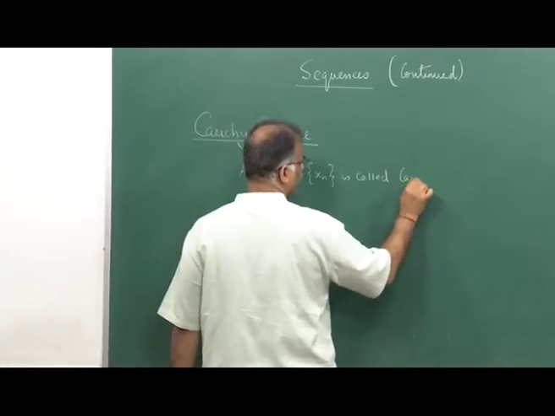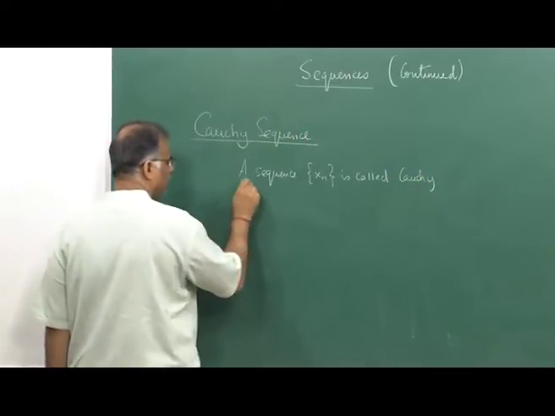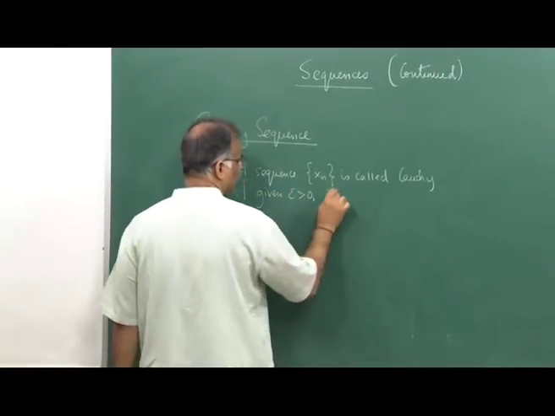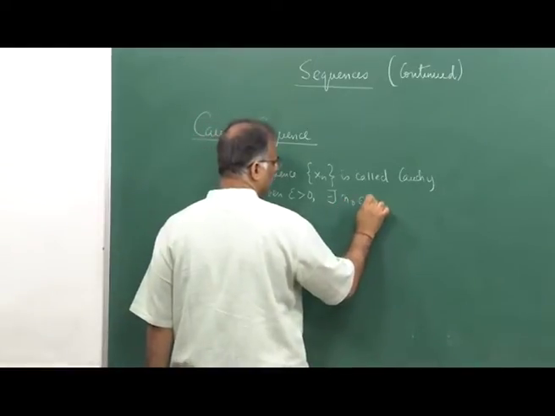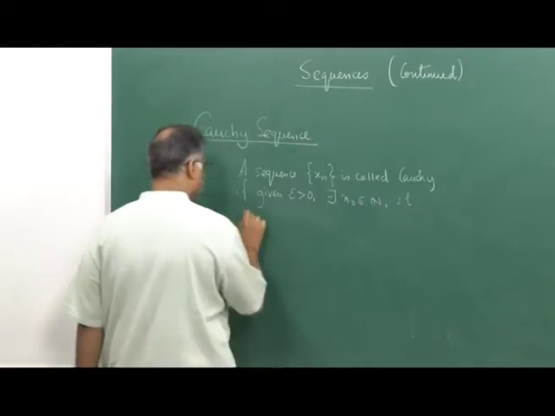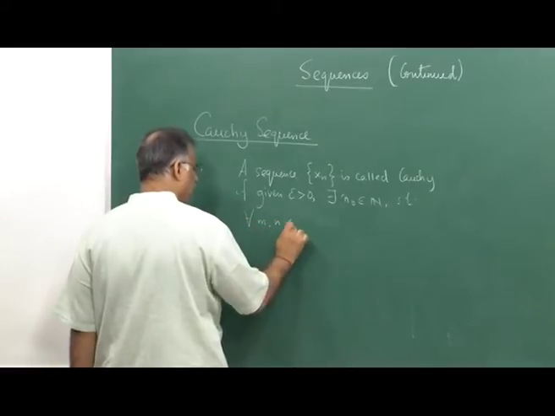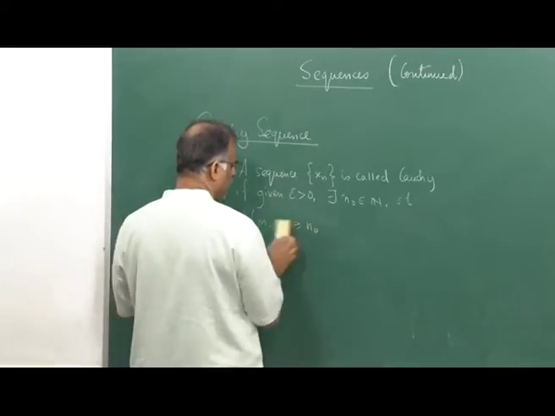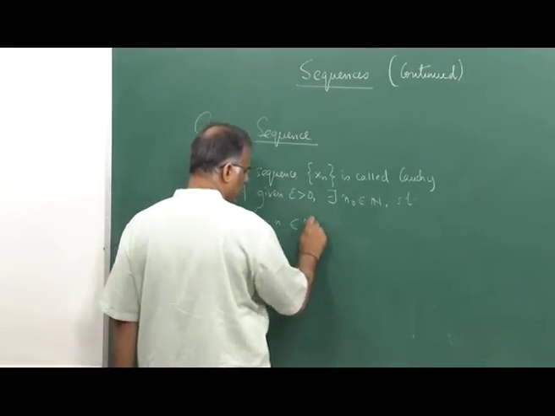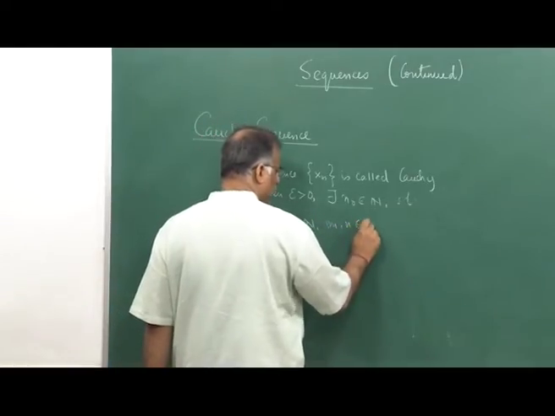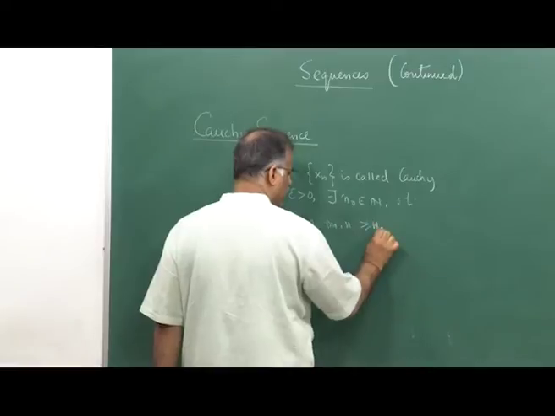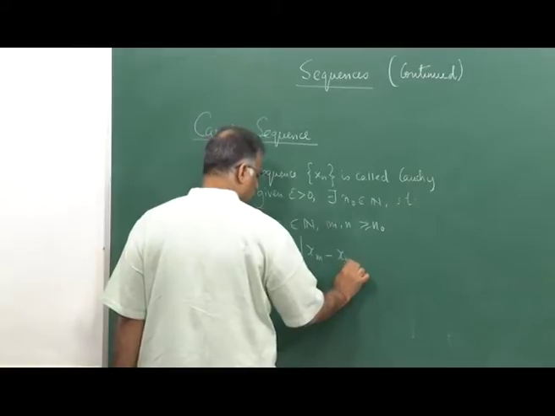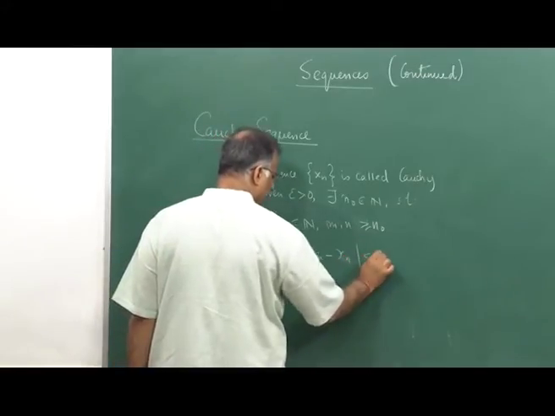A sequence xn is called Cauchy if, given epsilon greater than 0, no matter how small, there exists n naught, an element of N, such that for any pair m and n in N which are bigger than or equal to n naught, the distance between xm and xn can be made smaller than epsilon.